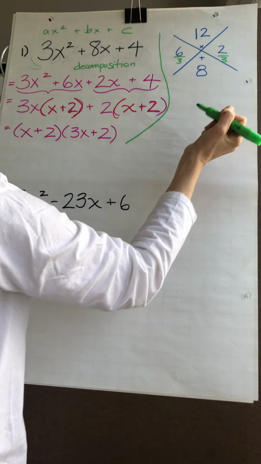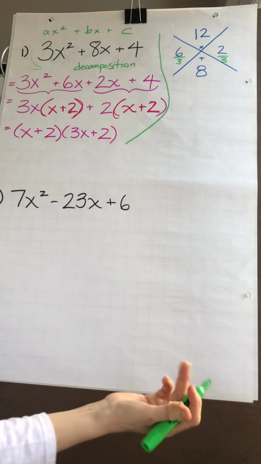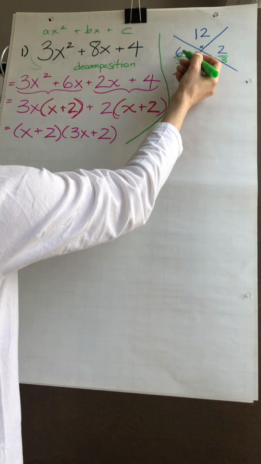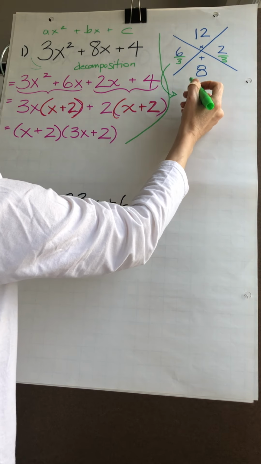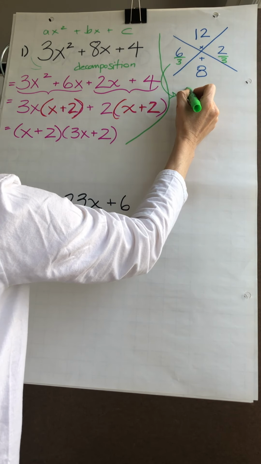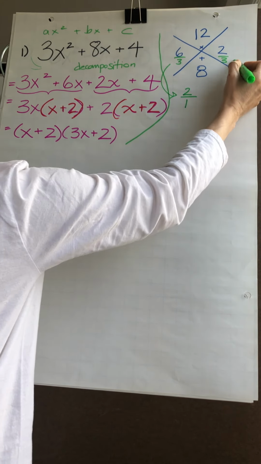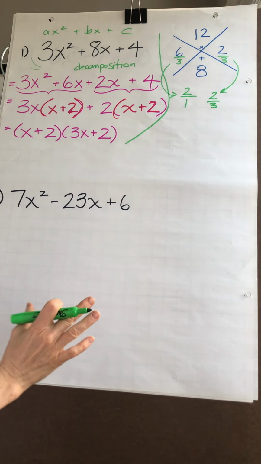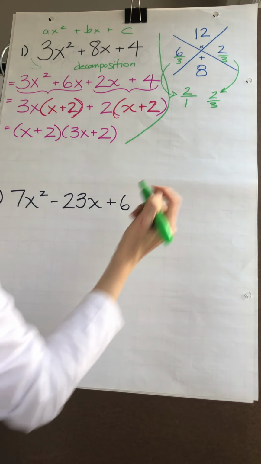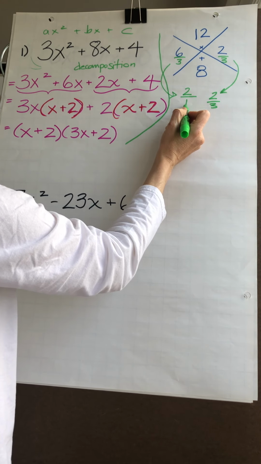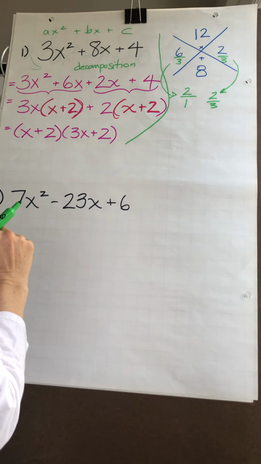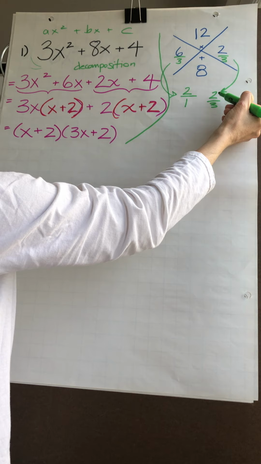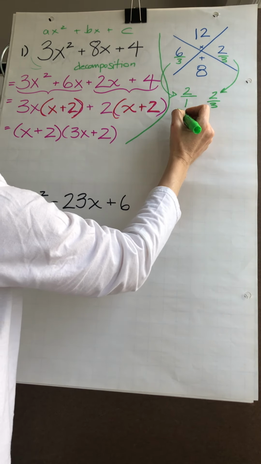Then you look at them and you decide, can you reduce them to lowest terms? Well, 2 over 3 is lowest terms. 6 over 3, we can reduce to 2 over 1. So I'm just going to bring these down, mostly because I've taken up so much room here. And here's the crazy thing. This number will be at the front of the first bracket, and this number will be at the back of the first bracket. This number will be at the front of the second bracket, and this will be the number at the end of the second bracket.